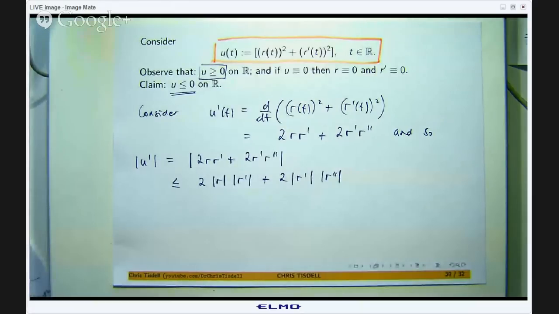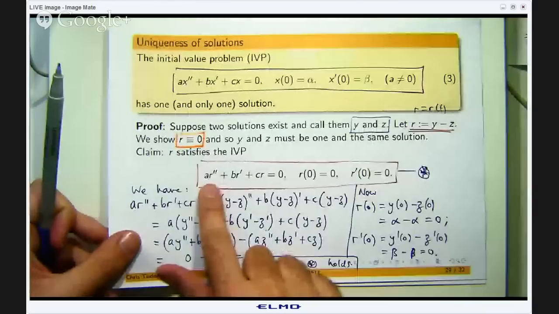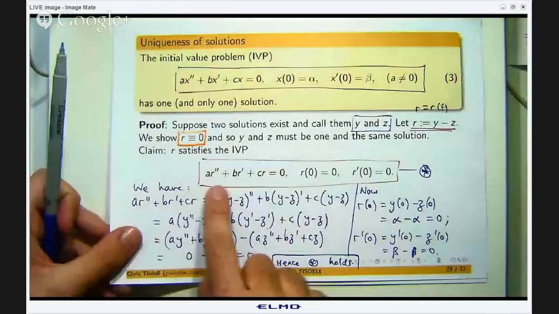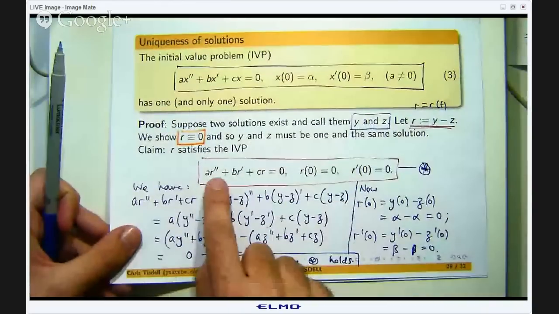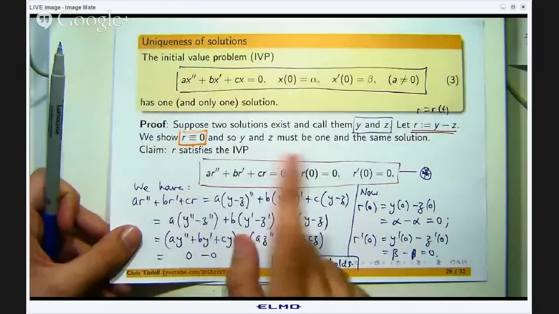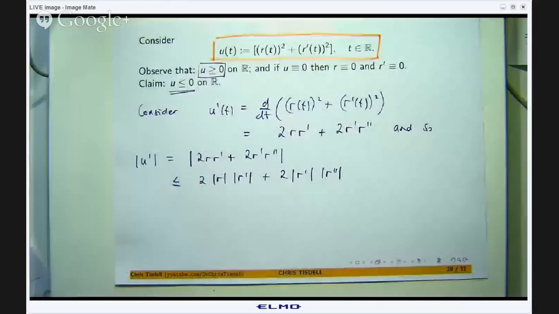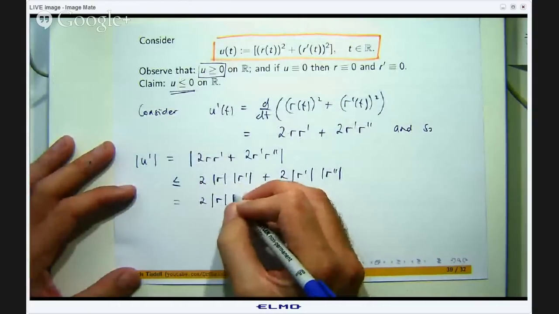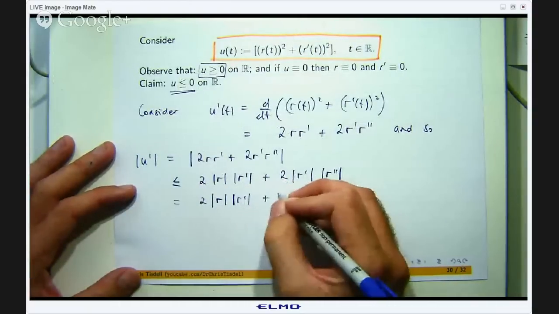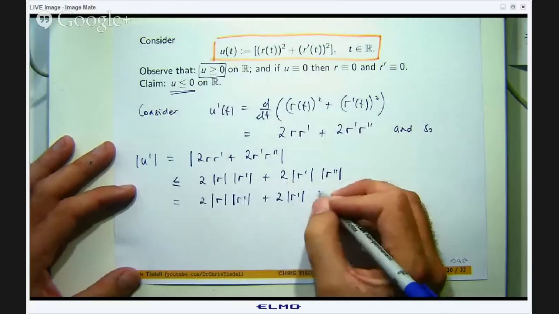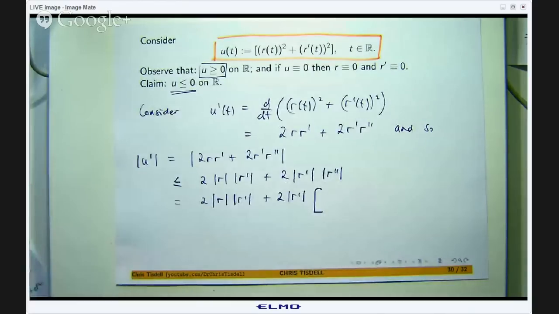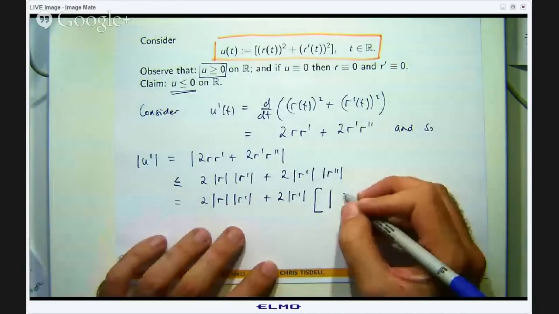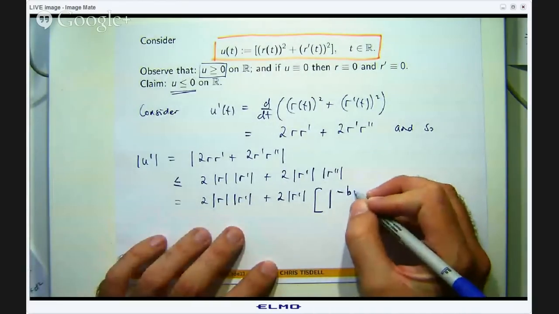Okay. Now I know that r double dash satisfies this equation because I proved that claim before. So I can rearrange this equation and get r double dash, or r double prime, in terms of lower order derivatives. So if I rearrange the differential equation in star, I'll get the following.